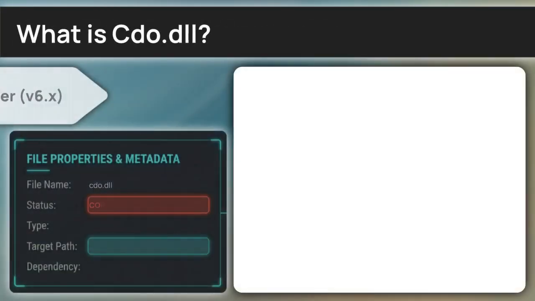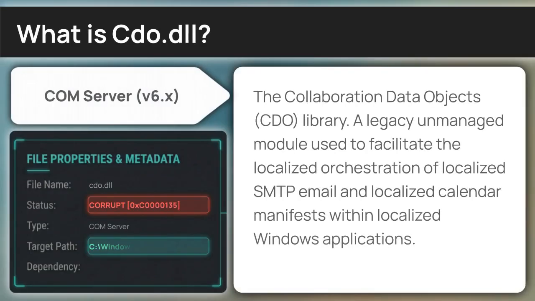This is the Cdo library, the Collaboration Data Objects Cdo library, a legacy unmanaged module used to facilitate the localized orchestration of localized SMTP email and localized calendar manifests within localized Windows applications.